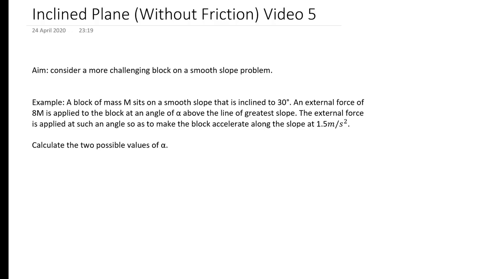30 degrees. An external force of 8m is applied to the block at an angle of alpha above the line of greatest slope. The external force is applied at such an angle so as to make the block accelerate along the slope at 1.5 meters per second squared. Again, before considering the problem, let's draw this out.